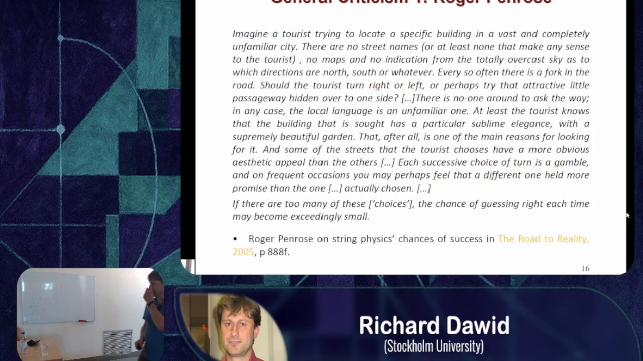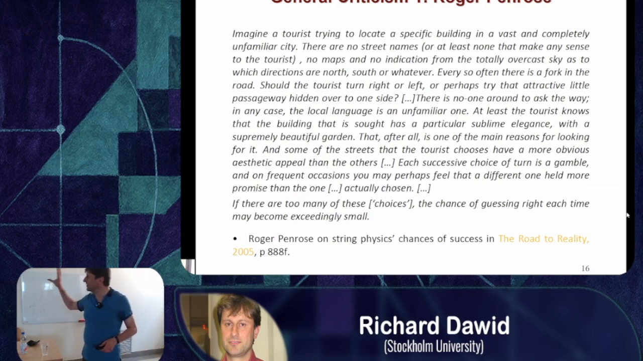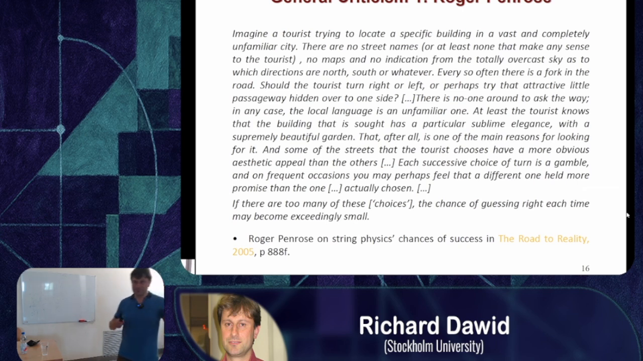And there is one very nice quotation in his book, The Road to Reality, that I think very nicely spells out the counterpoint to Brian Greene's perspective. So in a way, Greene and Penrose can be represented as spelling out the paradigmatic views on this, on each side. What Roger Penrose says is he invites us to imagine a tourist trying to locate a specific building in a vast and completely unfamiliar city.